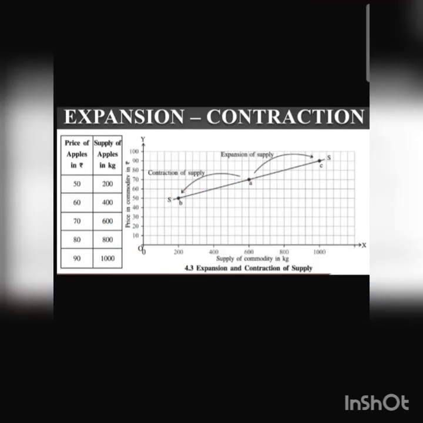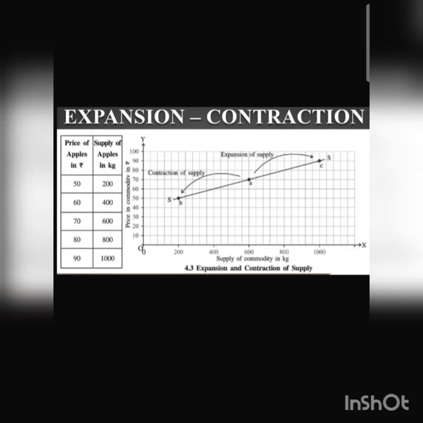Now students, there is another topic related to the expansion and contraction of supply. Here also the other factors are assumed to remain constant. The other factors are the cost of production, level of technology, government policies and number of sellers, which are assumed to remain constant. What changes here is only the price. Price is varied in expansion and contraction.